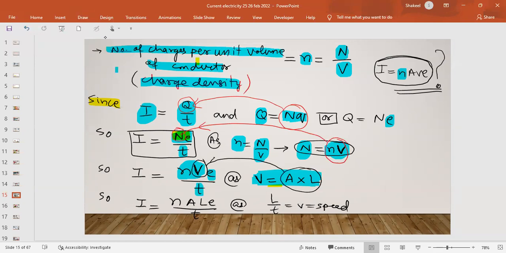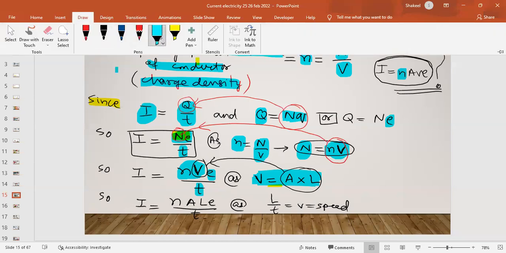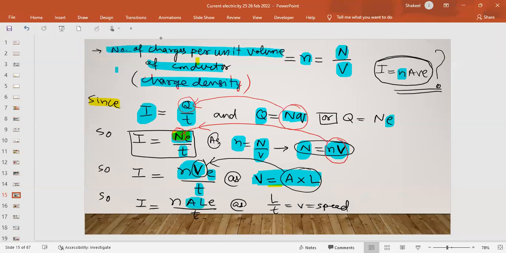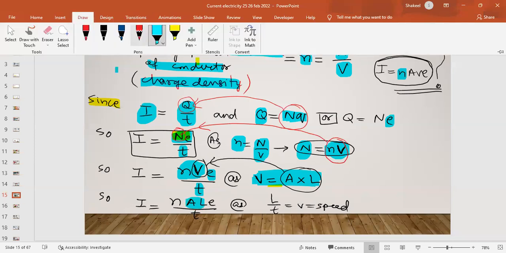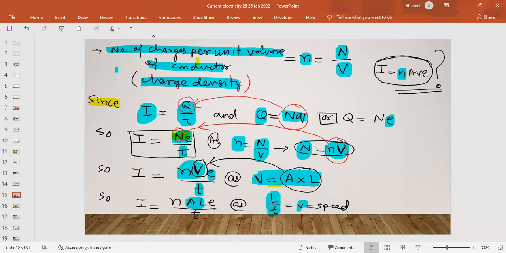Like, in place of this volume we will substitute area into length. So you can see I have substituted area into length in place of volume. Now the last substitution, there are 4 substitutions in this. The last one is, you know that L over T is speed. L over T, what is L over T?